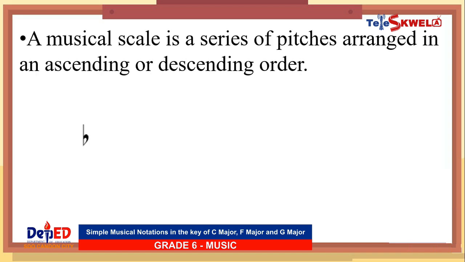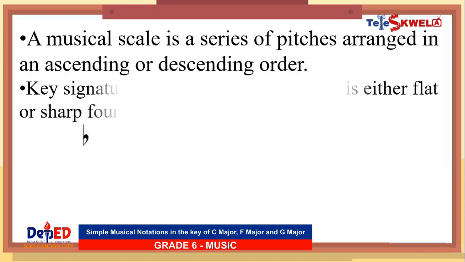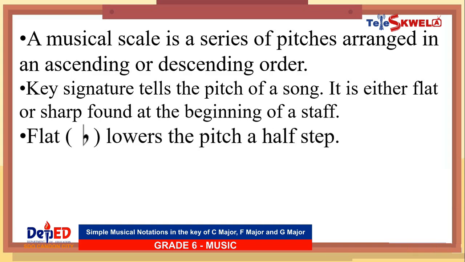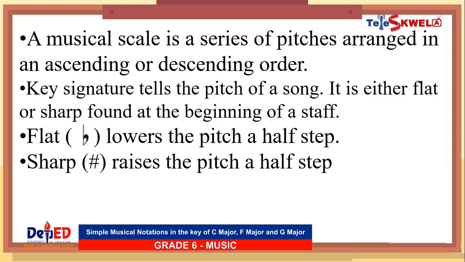Alright, keep in mind that a musical scale is a series of pitches arranged in an ascending or descending order. Key signature tells the pitch of a song. It is either flat or sharp, found at the beginning of a staff. Flat lowers the pitch a half step. And sharp raises the pitch a half step.